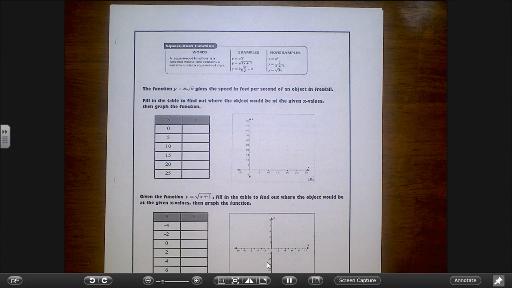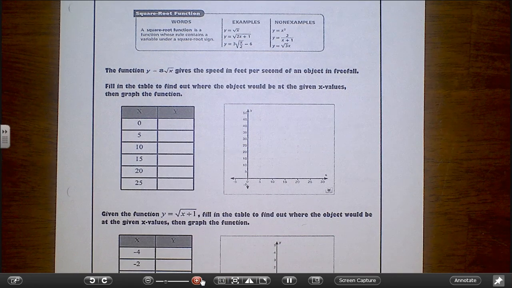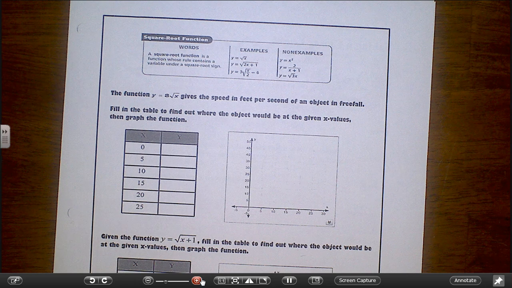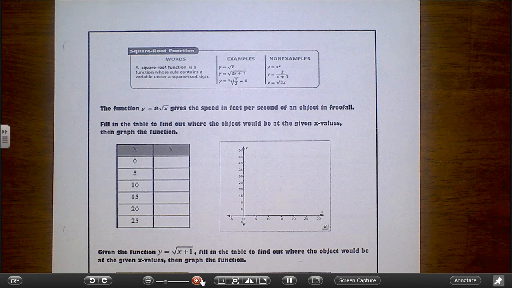All right. Hello, algebra. Hey, guess what? It's the last week. Oh my God. Can you even believe it? So exciting.